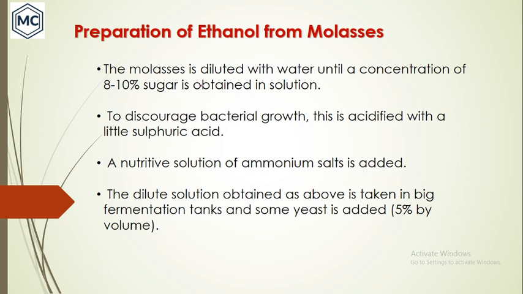First, molasses should be diluted with water until a concentration of 8 to 10% sugar is obtained. To discourage bacterial growth, this is acidified with sulfuric acid, and then made nutritive by adding ammonia. The dilute solution obtained is taken into a big fermentation tank, and some yeast is added. You have to add 5% per volume.